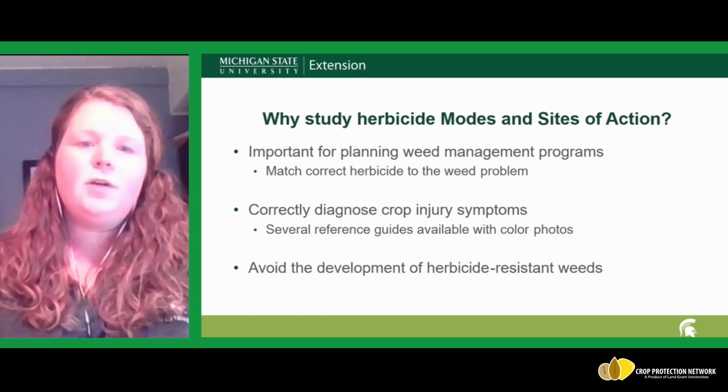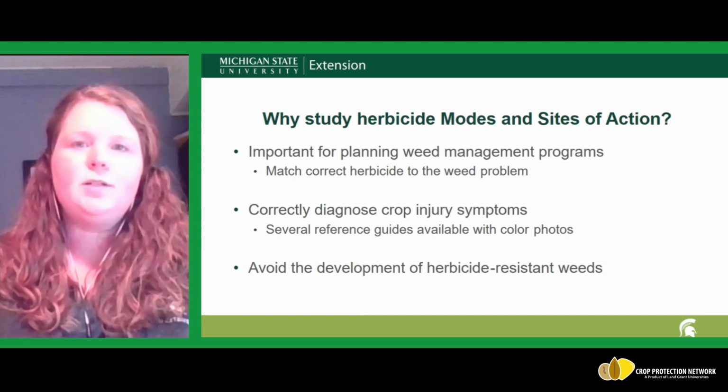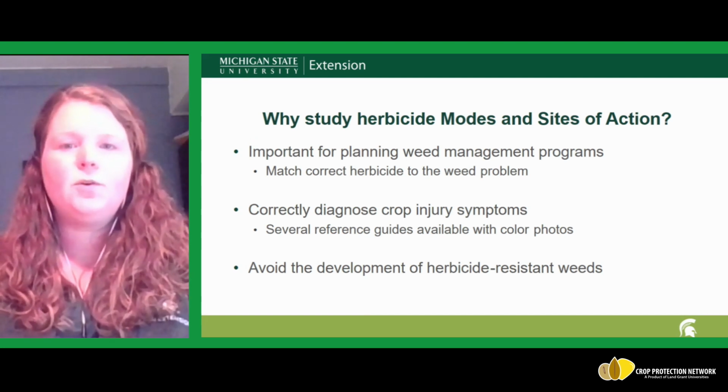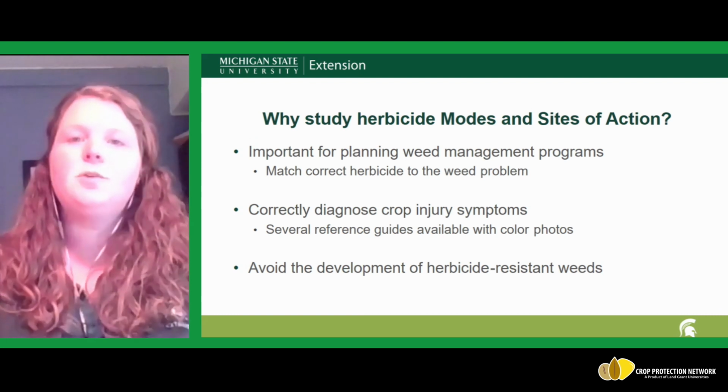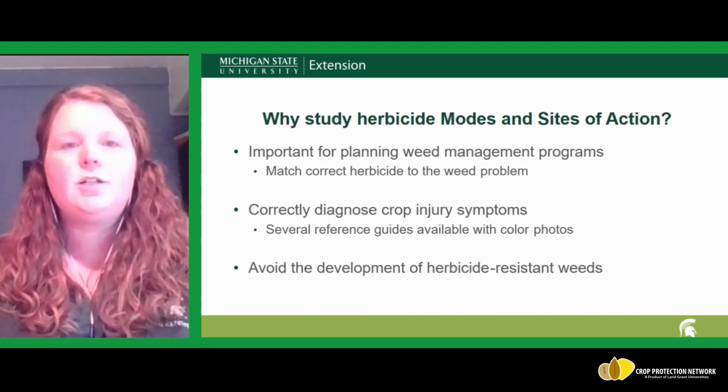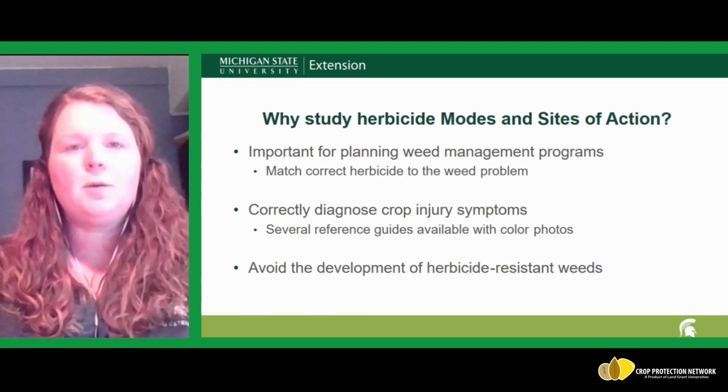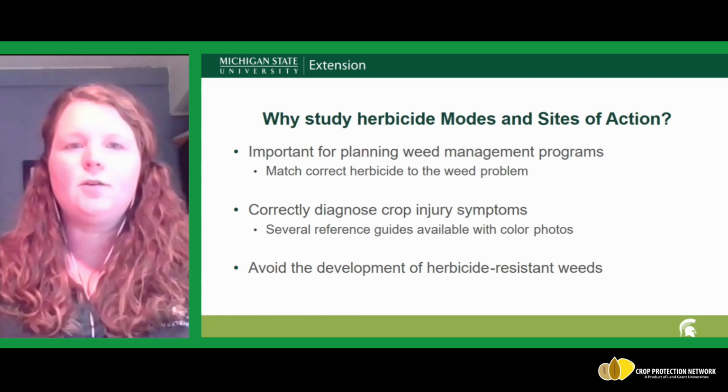And then we want to avoid the development of herbicide-resistant weeds. When we use the same herbicide over and over again, that speeds up the evolution of herbicide-resistant weeds, which means we can no longer use that herbicide to control that weed, which also leads to problems with yield and ultimately economics on our farm.